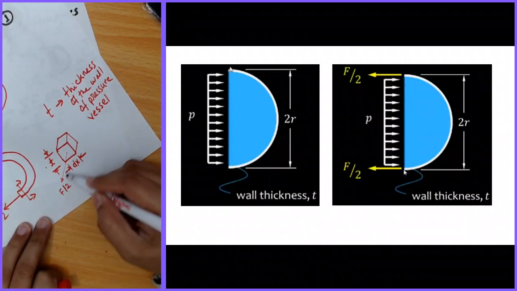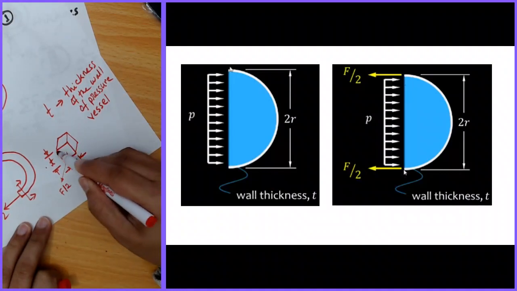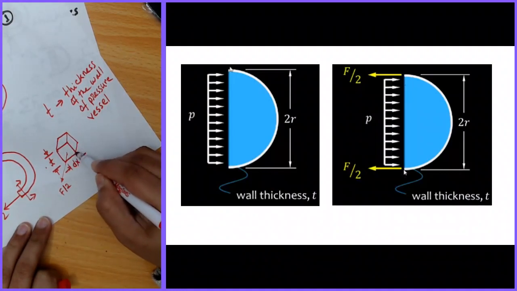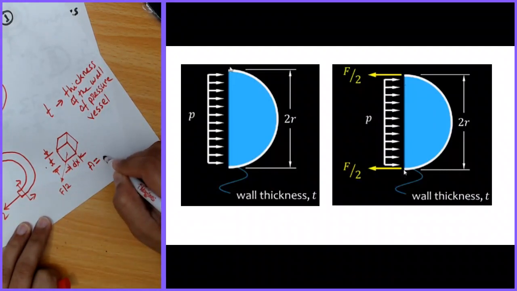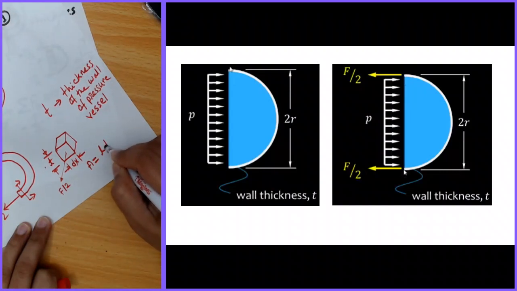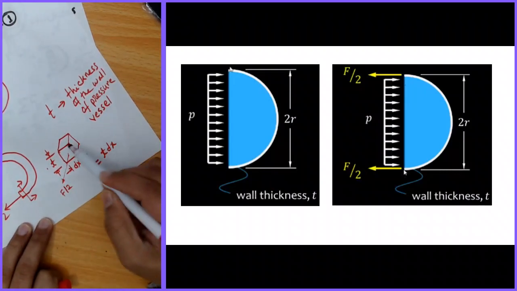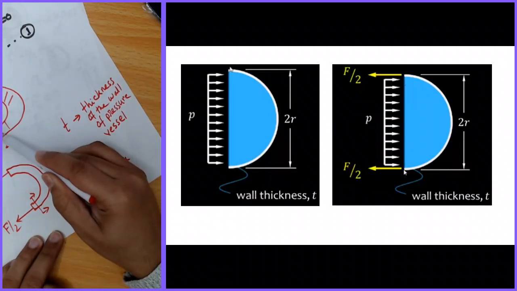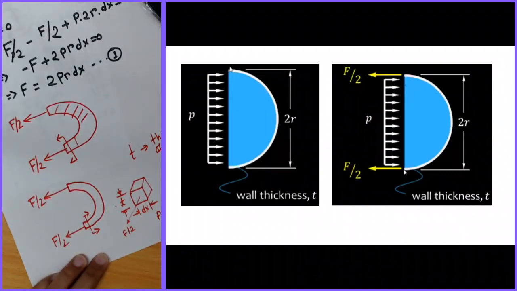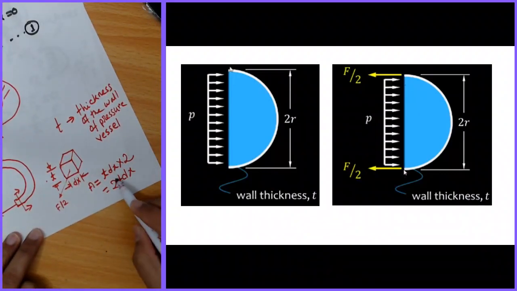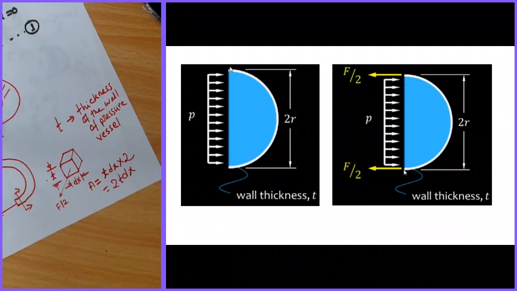Now, as you see, the force is acting on this face. The area of this face A is equal to T dx, right? But keep in mind there are two areas, one here and the other here. So the total area is multiplied by 2: 2T dx. Okay.